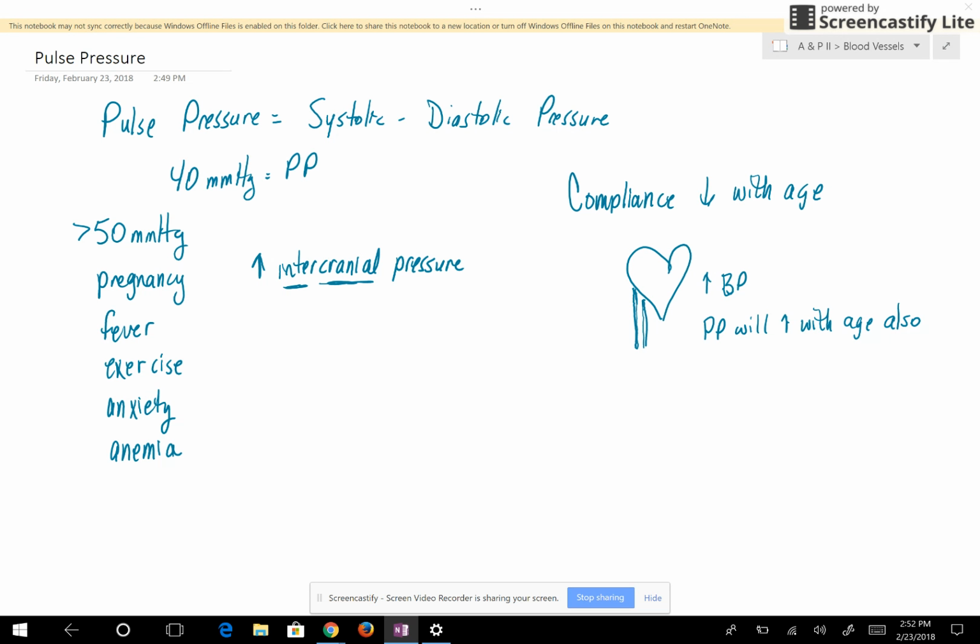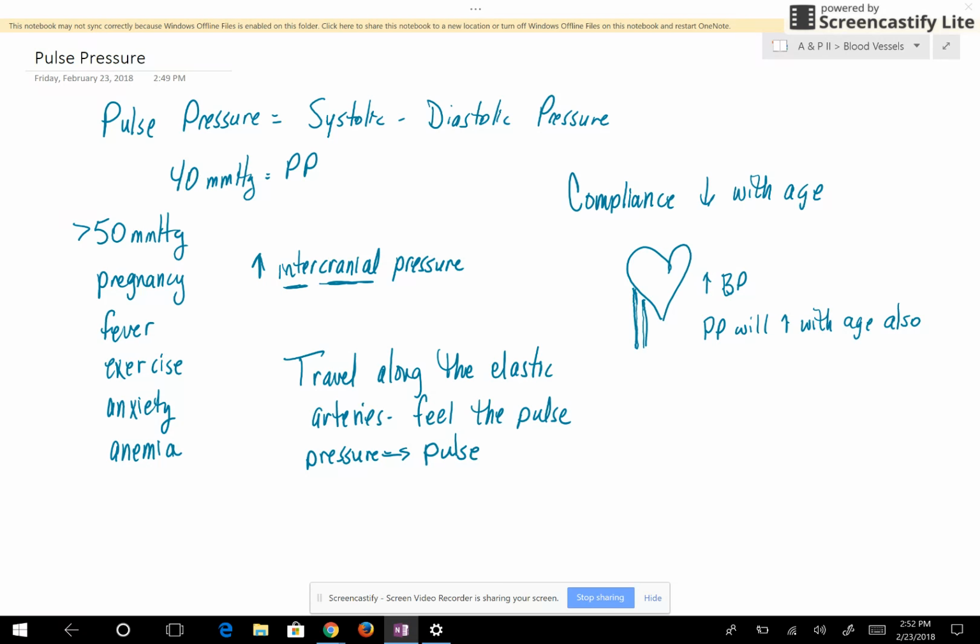Okay, pulse pressure, remember that the pressure is determined in the elastic arteries. So if you look at the pulse pressure and subtract the diastolic from the systolic pressure, you get the pulse pressure, and the pulse pressure is going to travel along the elastic arteries, and you're able to feel the pulse pressure. And we call that a pulse.